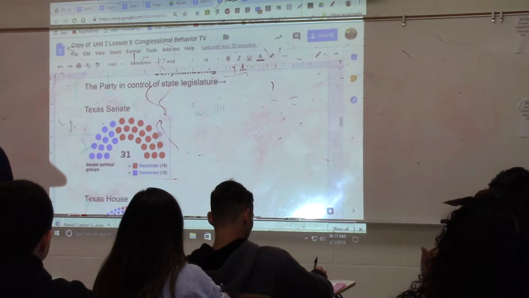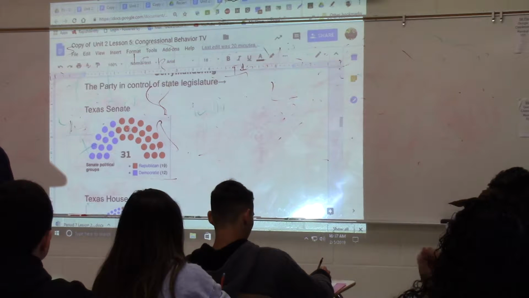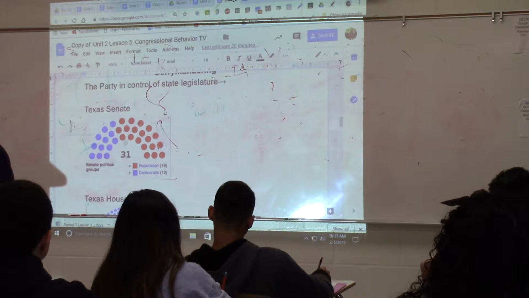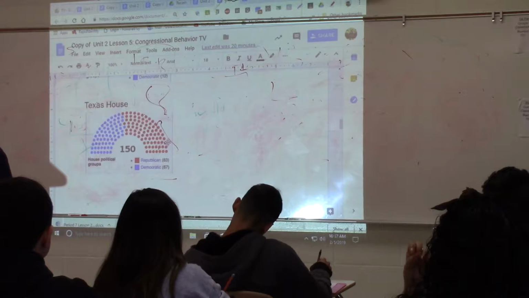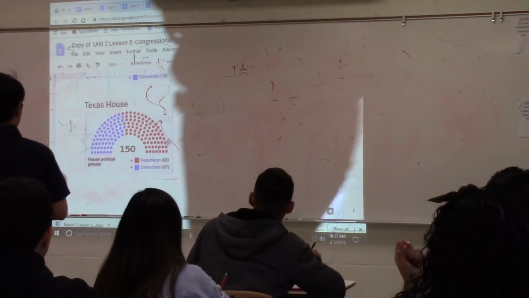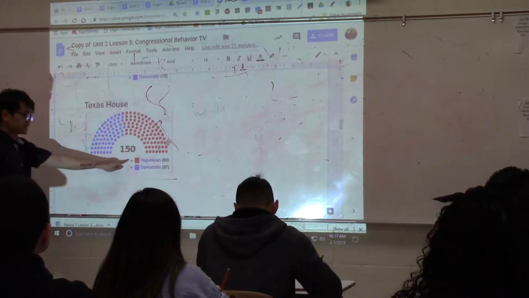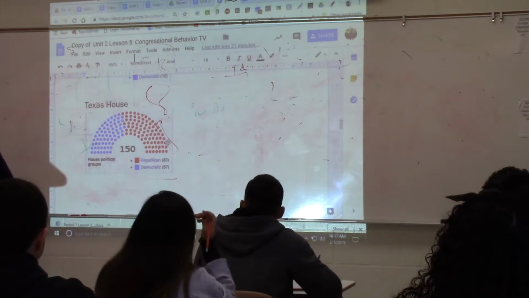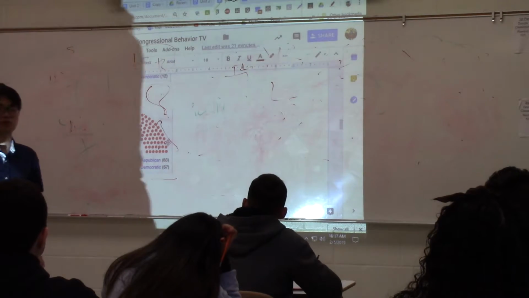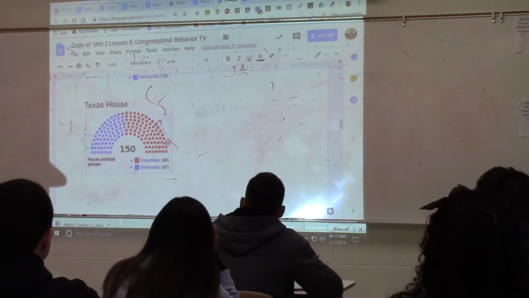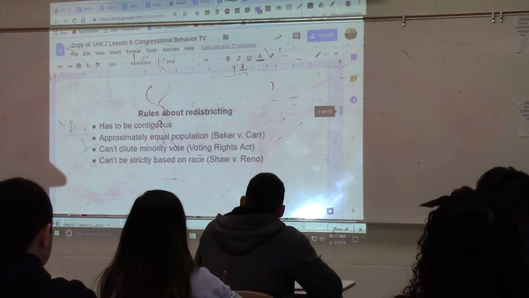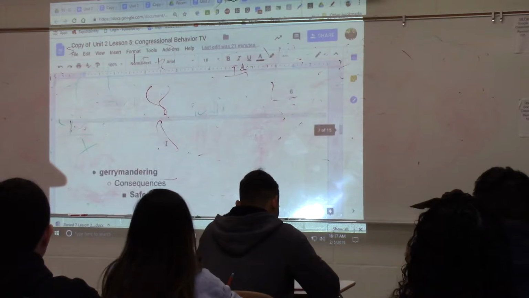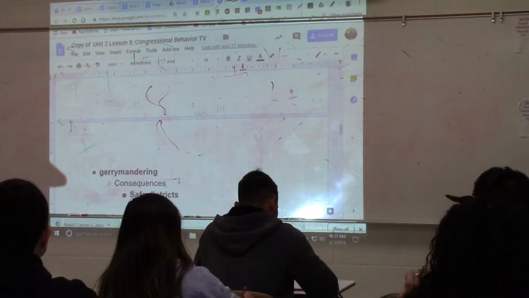This is the Texas Senate with 31 members. 19 of them are Republicans, 12 of them are Democrats, so Republicans have the majority in the Texas Senate. In the Texas House of Representatives, there are 150 members. Republicans have 83 of those seats, and Democrats have 67. So both houses are controlled by the Republicans. Which party gets to draw these lines? The Republican Party gets to draw these lines. And this is where what we call gerrymandering happens.